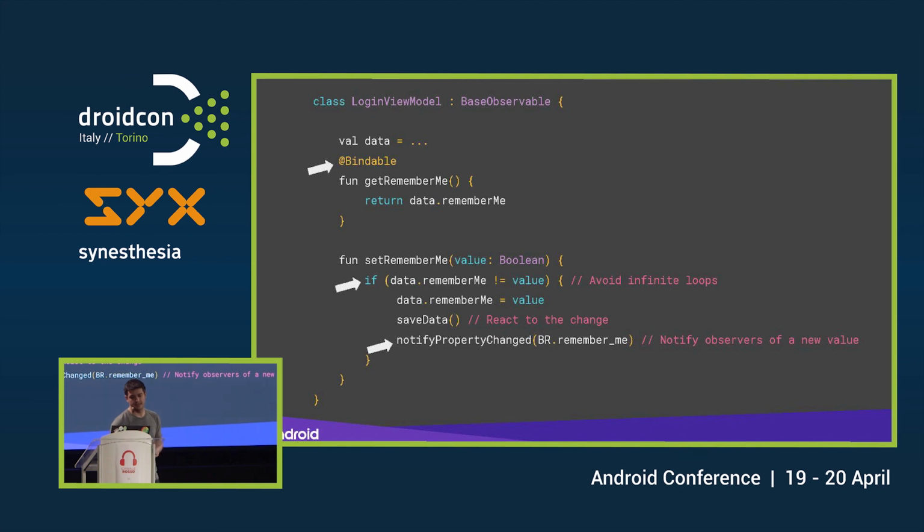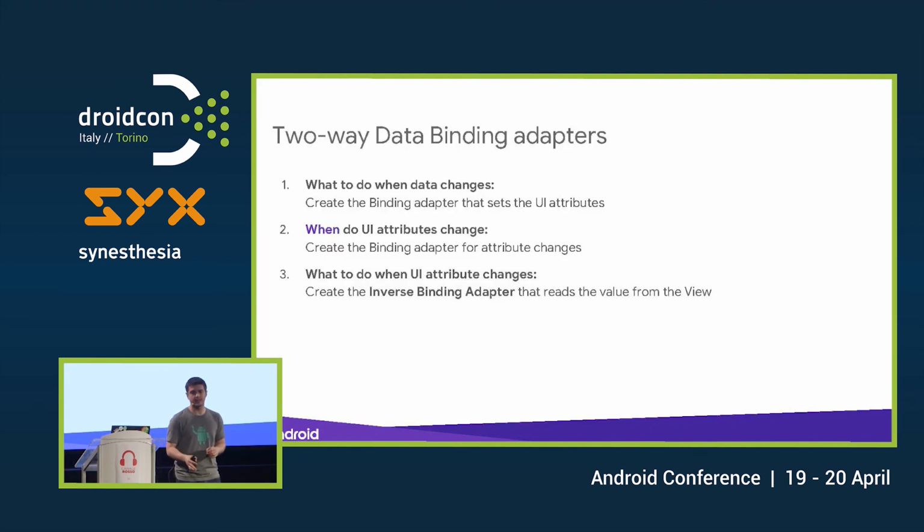Now, if you want to create a binding adapter for two-way data binding, then things get really complicated because you have to tell three things to the Android data binding library. What to do when data changes. This is a straightforward binding adapter. But then you have to tell it when the UI attributes have changed, and then what to do when the UI attribute changes. Basically, get the value from the view. For that, you have to create an inverse binding adapter, and it gets really complicated.